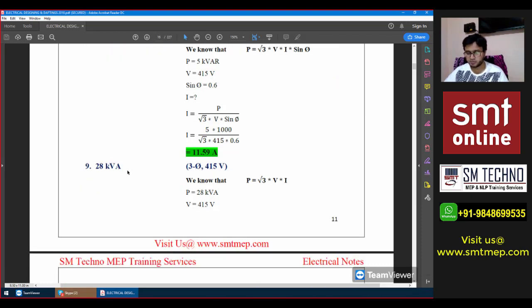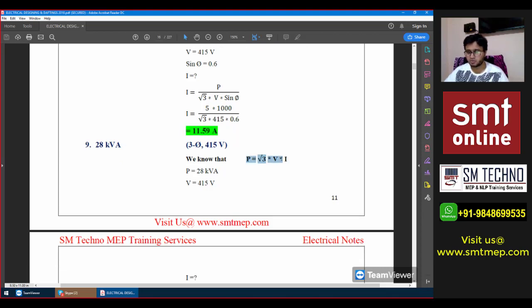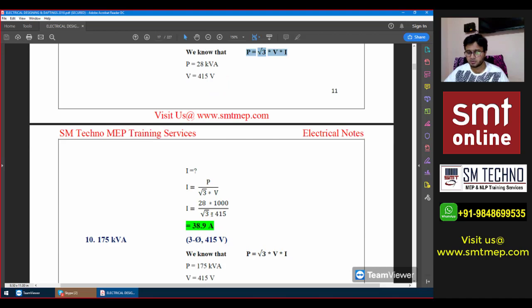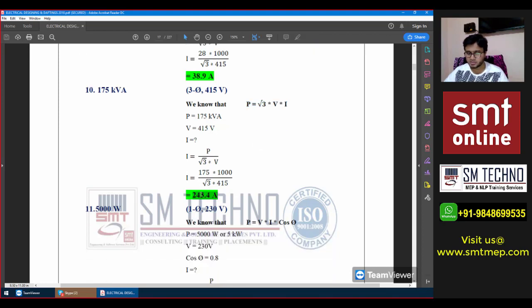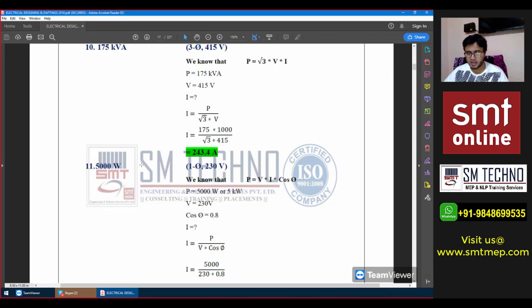Again 28 kVA. 28 kVA is apparent power, more than 25 kVA, so it's 3-phase. P equal to root 3 VI is the formula. Based upon that we are getting the result as 38.9 amps. Again we are having 175 kVA. P equal to root 3 VI is the formula. P is 175 kVA, V is 415, I equal to how much? We got 243.4 ampere. This much current is required.